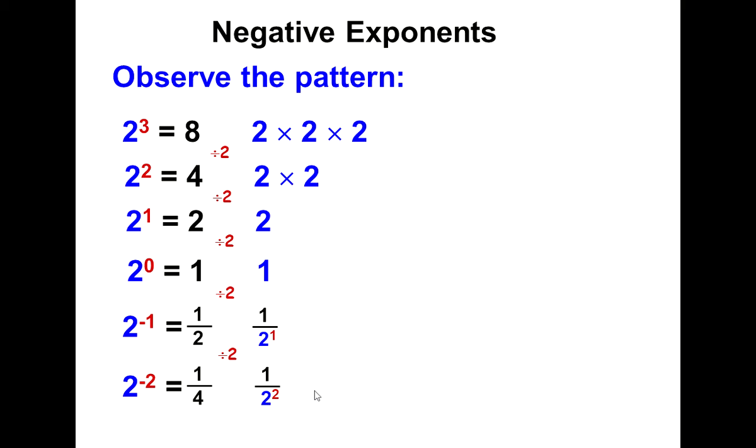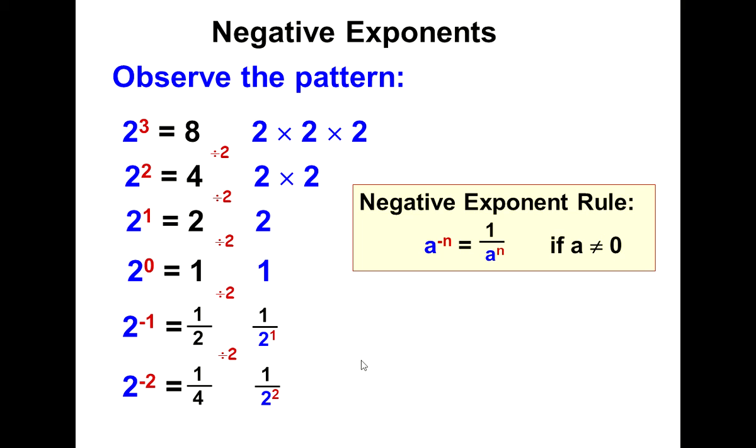Let's do some examples now. Well, actually, before doing our examples, let's look at our rule. The negative exponent rule. A to the negative nth power. If A is not 0, this negative exponent becomes positive the second you put A in the denominator with 1 as a placeholder. So a negative exponent in the numerator becomes a positive exponent in the denominator, given that you keep the same base. And don't forget to use 1 as a placeholder.